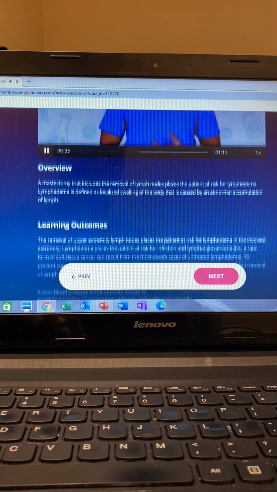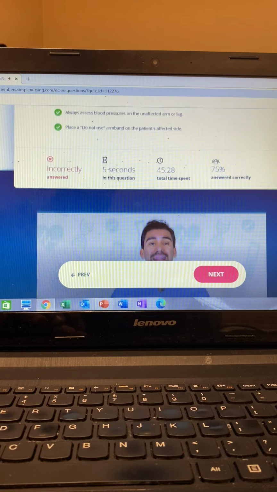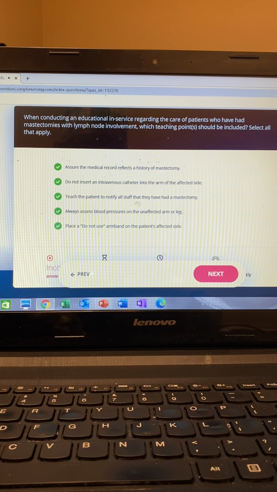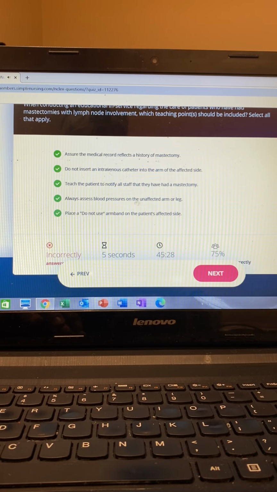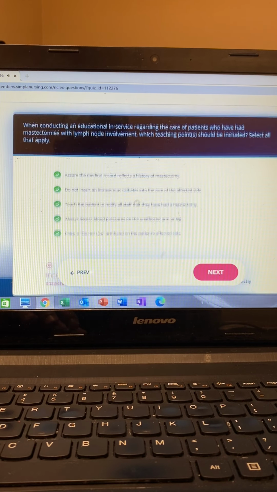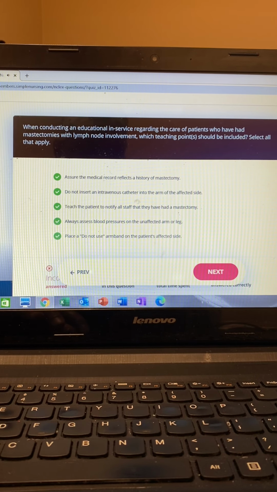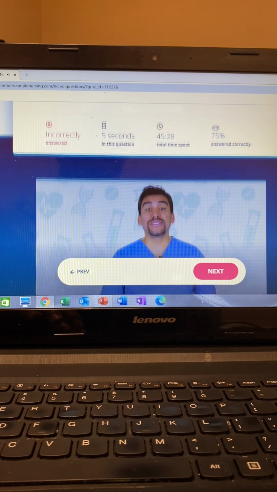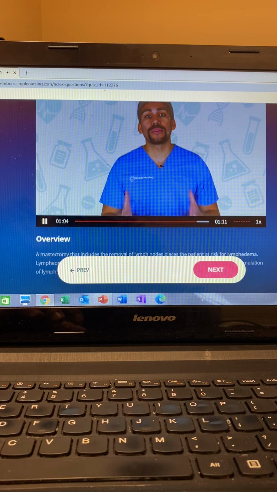So option number 1 and 2 are correct. All medical records should be current and include the history. Option 2, arm on the affected side should not be used for IVs or even blood pressures for that matter. Option 3 and 4 are also correct. All staff should be aware of the patient's history. And option 4, arm on the affected side should be avoided for blood pressures, like we just said. And option number 5 is also correct. The arm on the affected side should be avoided for procedures.